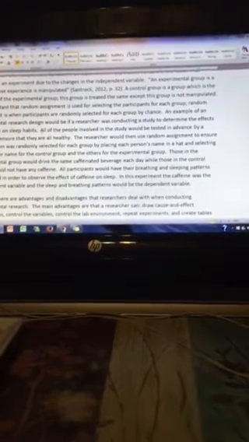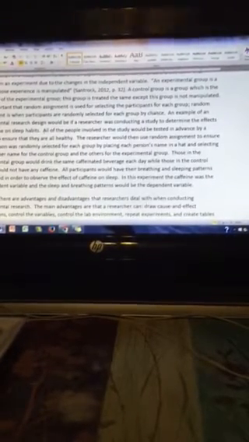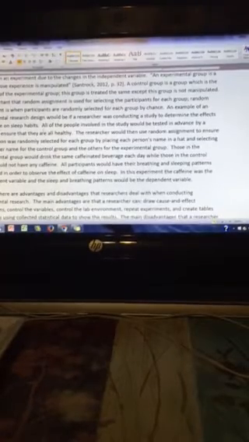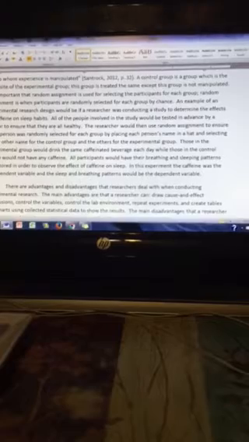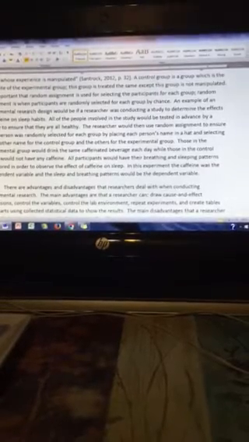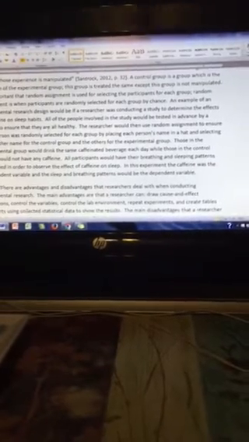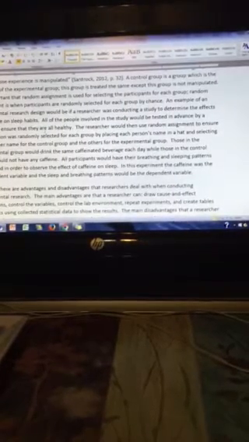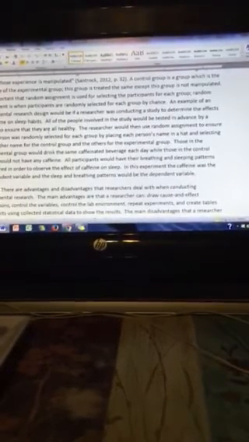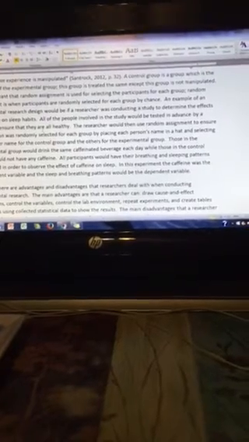An experimental group is a group whose experience is manipulated. A control group is a group which is the opposite of the experimental group. This group is treated the same, except the group is not manipulated. It is important that random assignment is used for selecting the participants for each group. Random assignment is when participants are randomly selected for each group by chance.